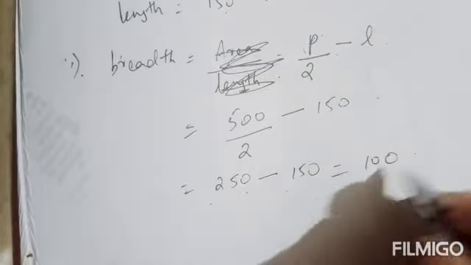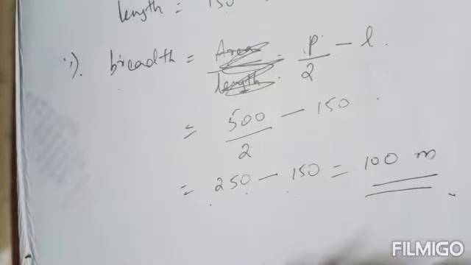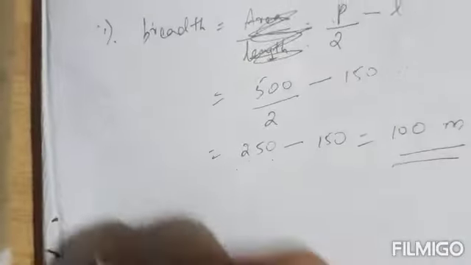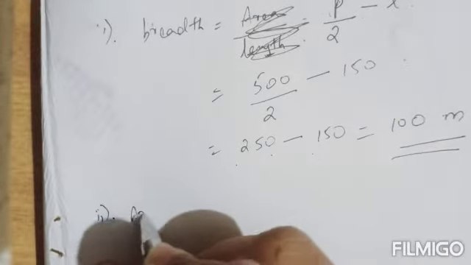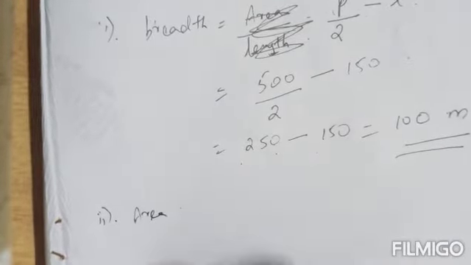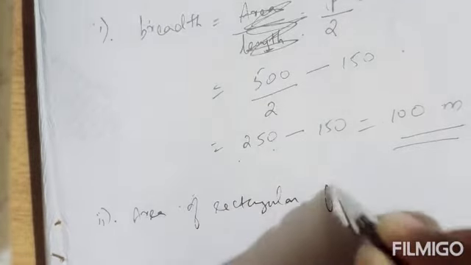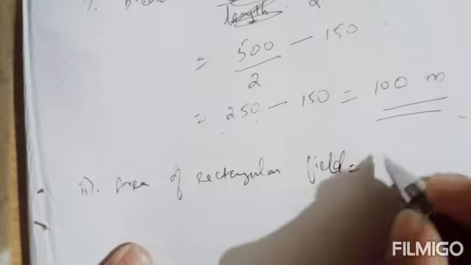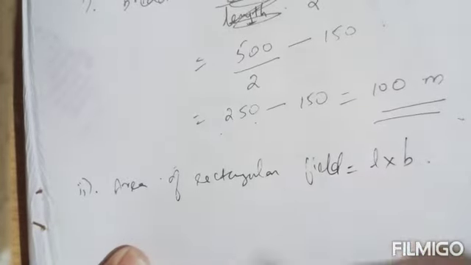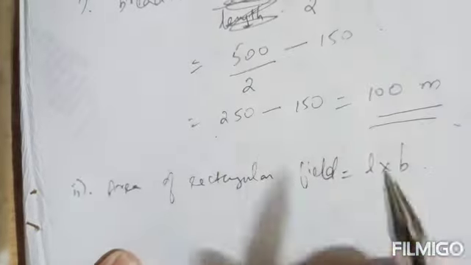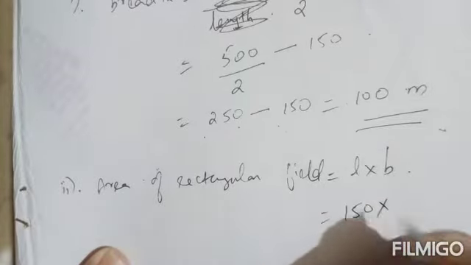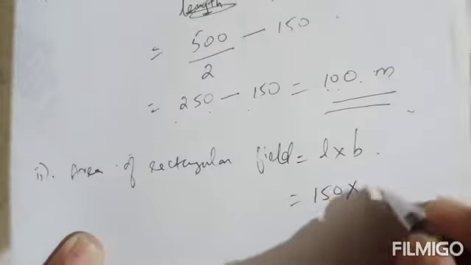Okay, so 100 meter is the breadth. Now second question, its area, that is area of a rectangular field. So area of rectangle, you know the formula. Area of rectangle, it is length into breadth. So length, it is given 150 into breadth, we find it 100 meter.